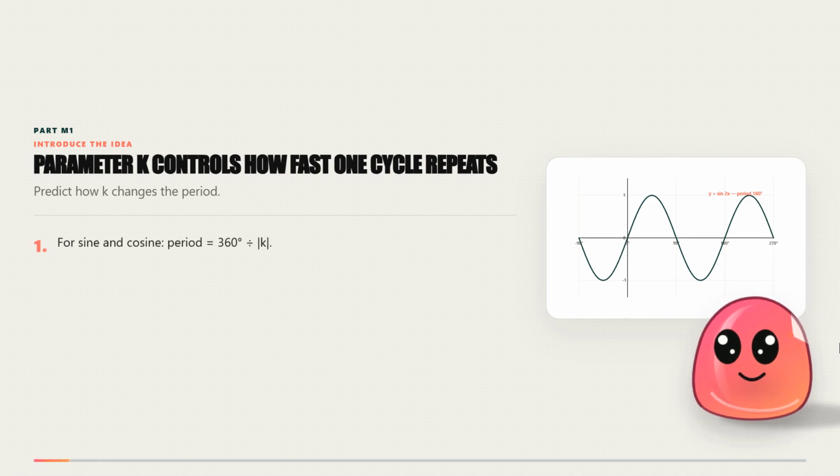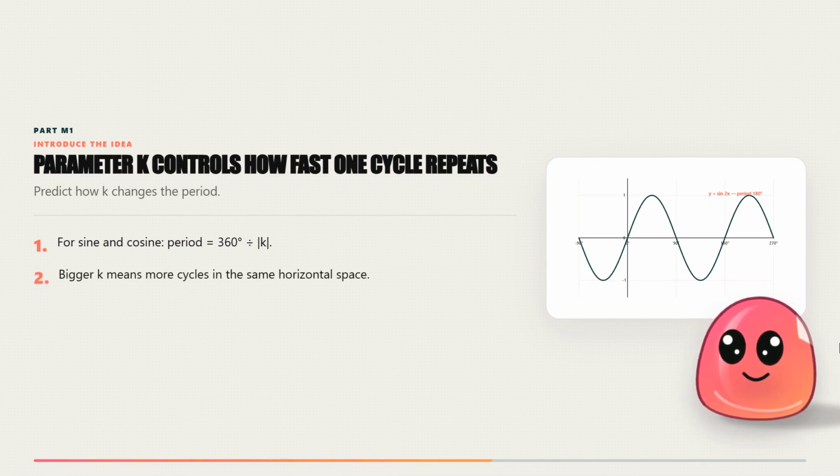Predict how k changes the period. Here's the key idea. For sine and cosine, period equals 360 degrees divided by k. Bigger k means more cycles in the same horizontal space. With k equals 2, one cycle is half as wide.